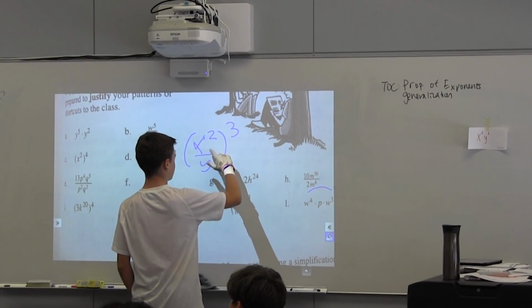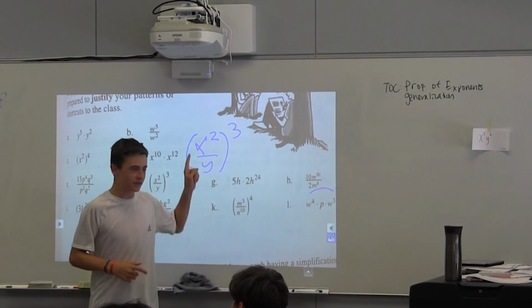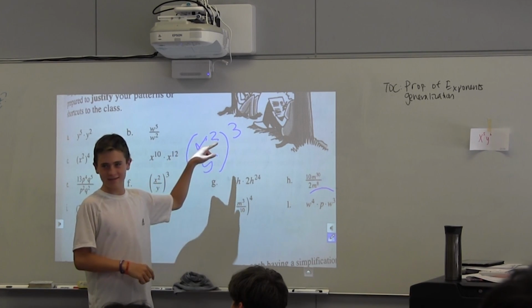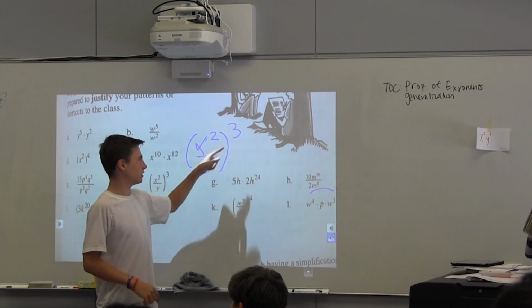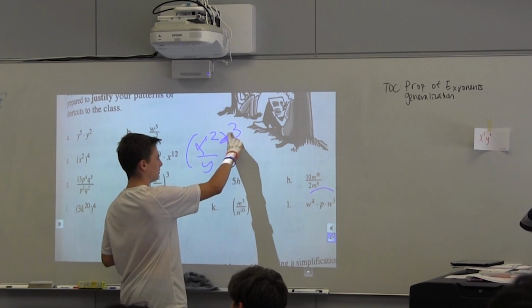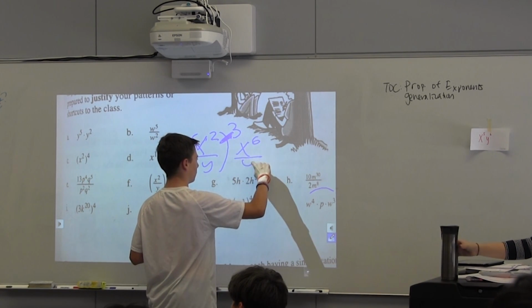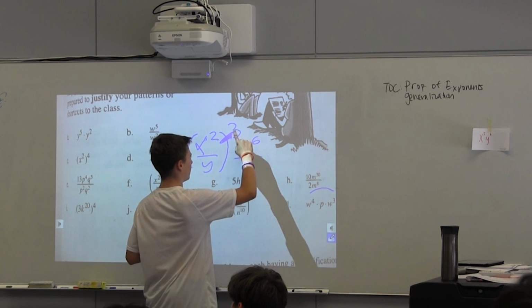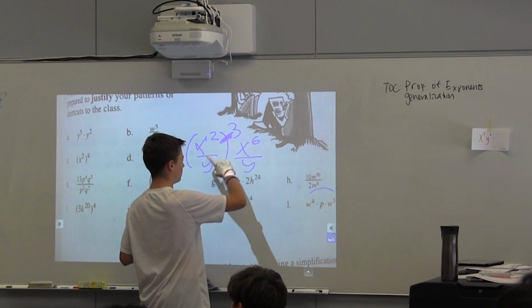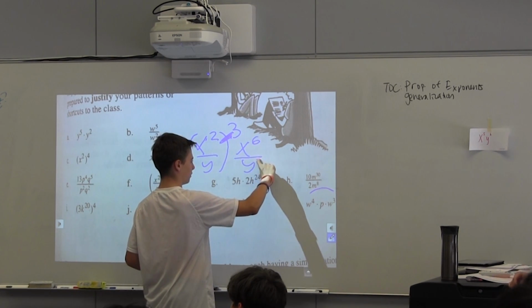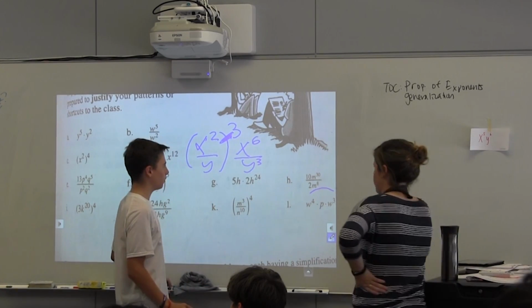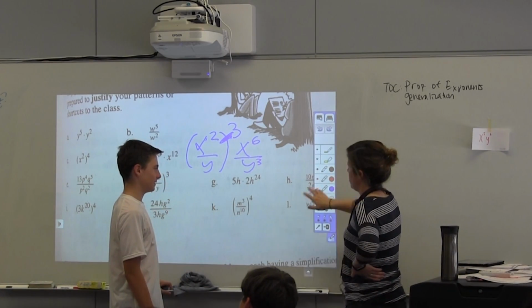So this is x times x. That's like 3 times, so I just times these two together and it'll be x to the 6th power. And then you do y, and then 3 times y. Not 3 times y, but y times itself 3 times. Yeah. Okay, so thank you.